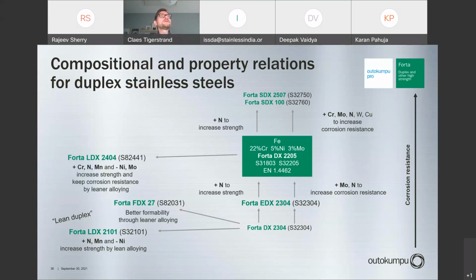Or, instead, you can go for a leaner alloying composition than the most common duplex grade 2205, and there we have the Forta lean duplex 2404. Also here we are reducing expensive alloy elements like nickel and molybdenum. Instead, we are increasing chromium, nitrogen, and manganese to get the highest possible strength, but also a corrosion resistance very close to 2205.